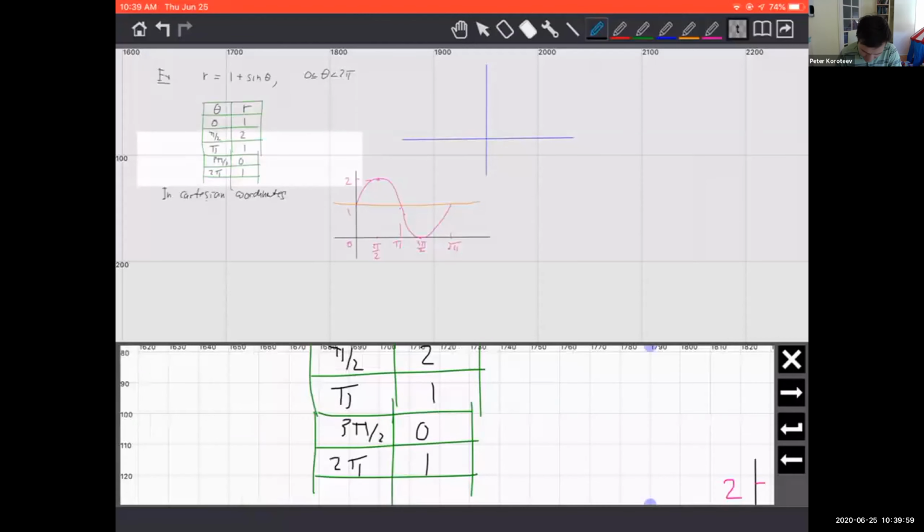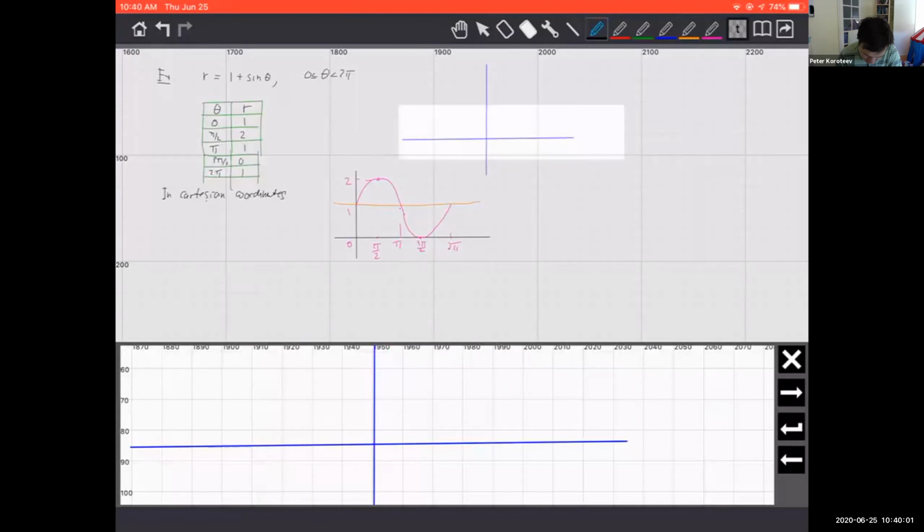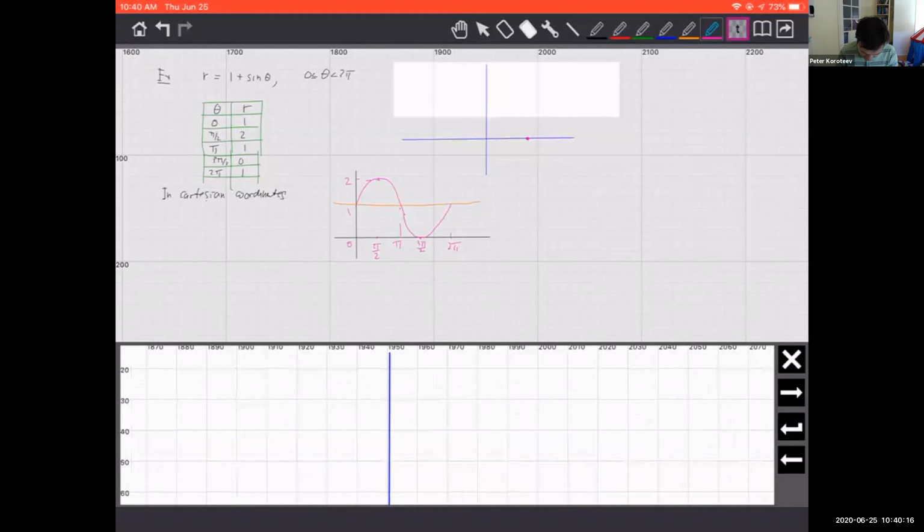Okay, let's draw it first, and then I'll talk about symmetries, right? So when theta is equal to 0, r is equal to 1, which means that we are on the polar axis. And when theta is equal to pi half, we should look here.